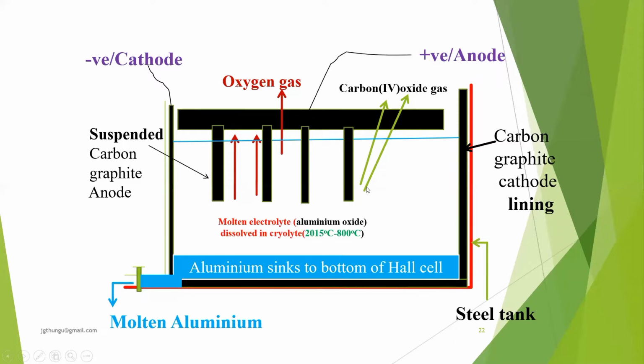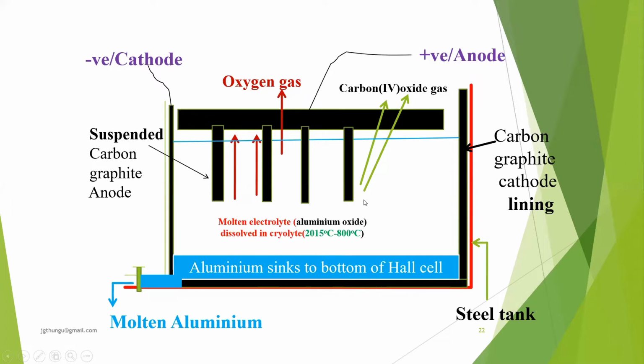So hapa juu tuko na nini? Tuko na the molten electrolyte. Then hapa chini tuko na the aluminium, molten aluminium. What does that tell you? There is a difference in density. So ina maana aluminium, molten aluminium, which is tapped at the bottom, is more dense than the electrolyte. So electrolyte ndio iko pale juu.